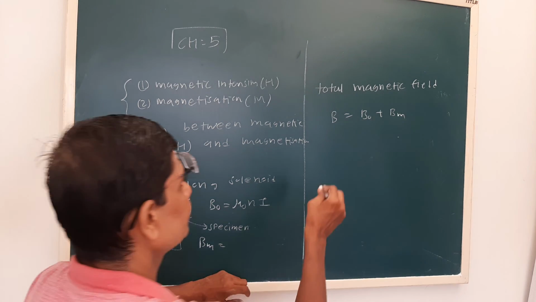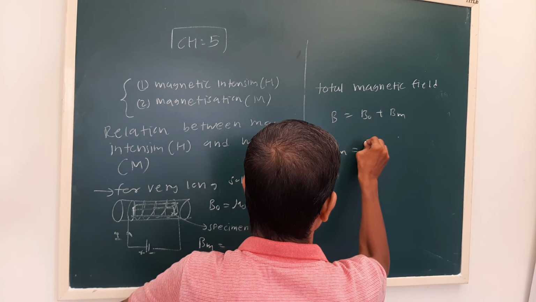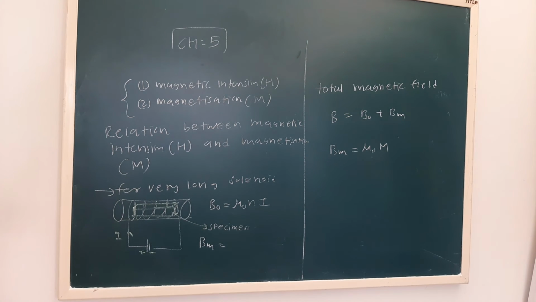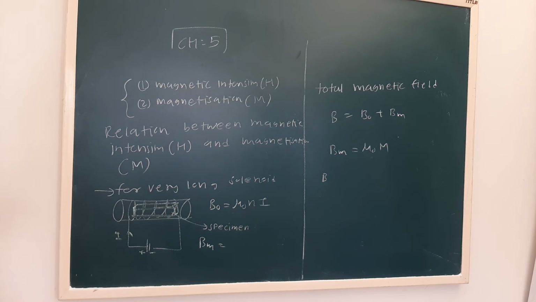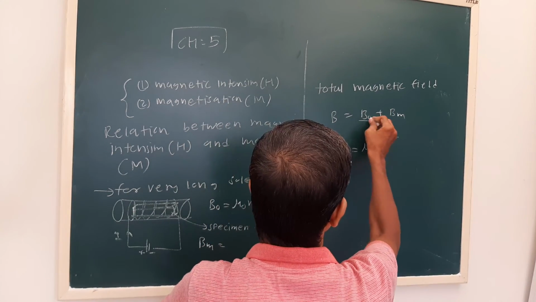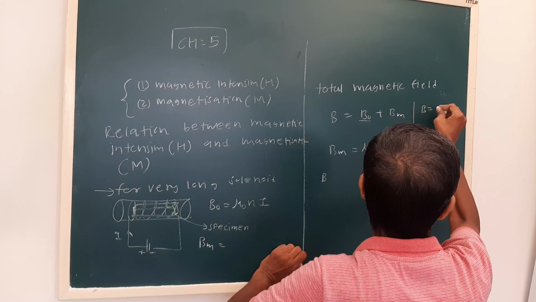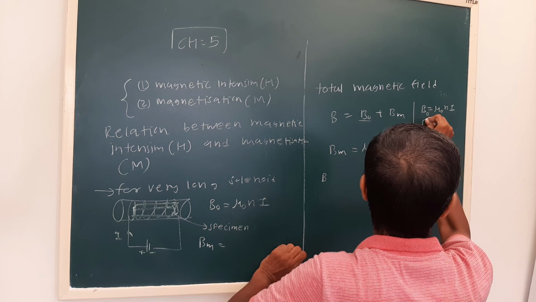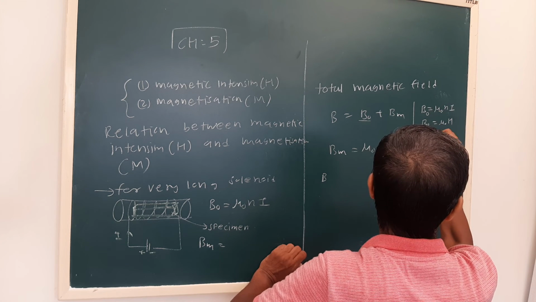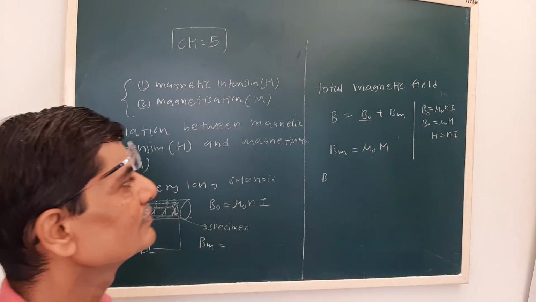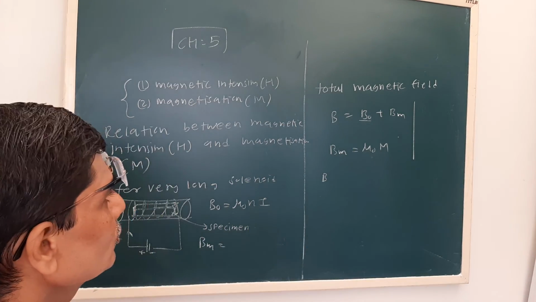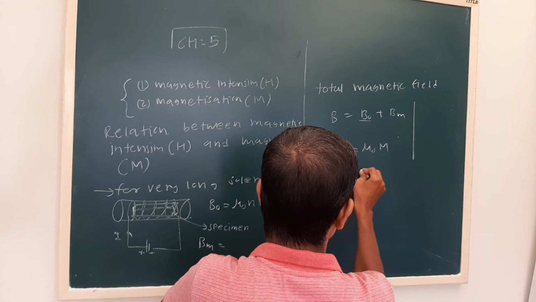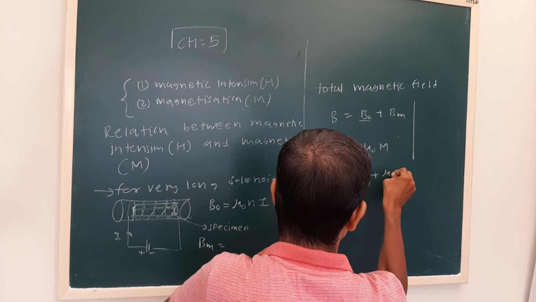Now this Bm is given as mu 0 M. What is M? Magnetization. What was the formula here? B is equal to mu 0 H. Now B0, recall the formula: B0 is mu 0 n I. B0 is equal to mu 0 H, so H is equal to n I. Here H is our intensity, H is nothing but our magnetic intensity. So here B is equal to mu 0 H plus mu 0 M.